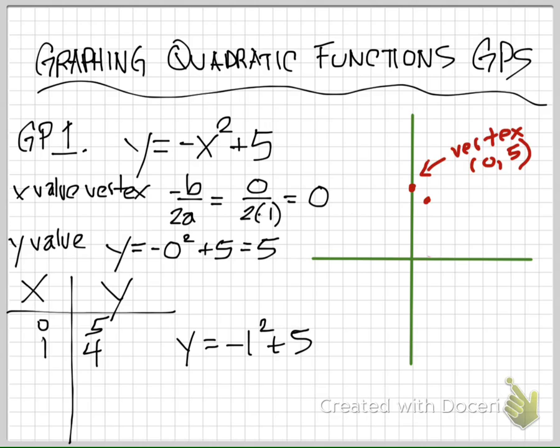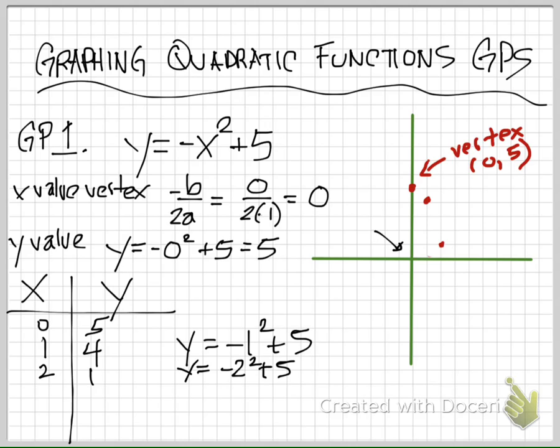The next x value, moving over to the right, is at x equals 2. So I'm going to take that 2 and plug that in. Y equals -2 squared plus 5. Well, 2 squared is 4, and the opposite of 4 is -4. 5 minus 4 is 1. So my next point is at 2, and then 1. Now I need to find at least 2 points to the left.